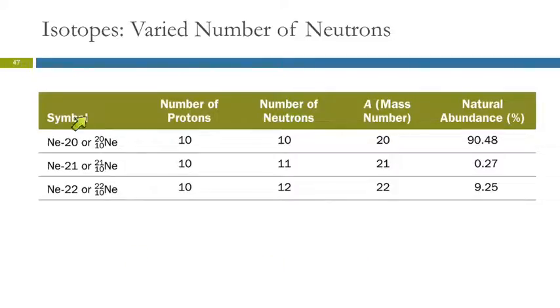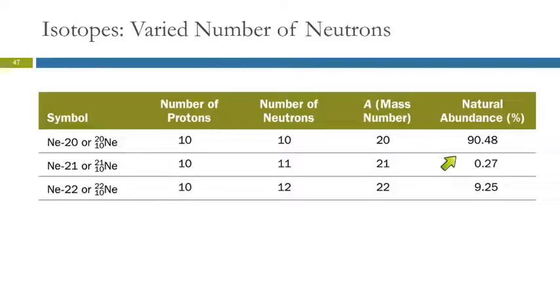So here's a table from your textbook. The symbols, so we've got neon 20, 21, and 22, or they could be indicated this way. They all have 10 protons. They have differing numbers of neutrons. And you get this number by taking the mass number and subtracting the atomic number. The natural abundance is not something that you can get from these symbols. This has to be measured experimentally.